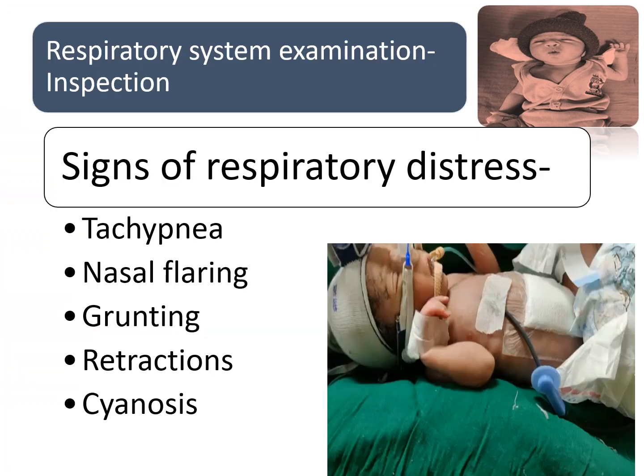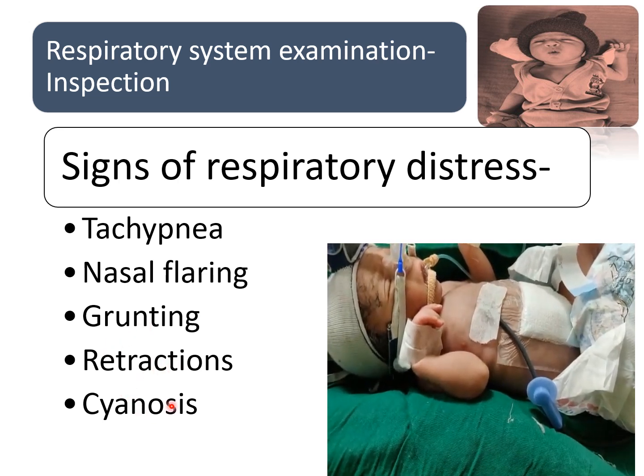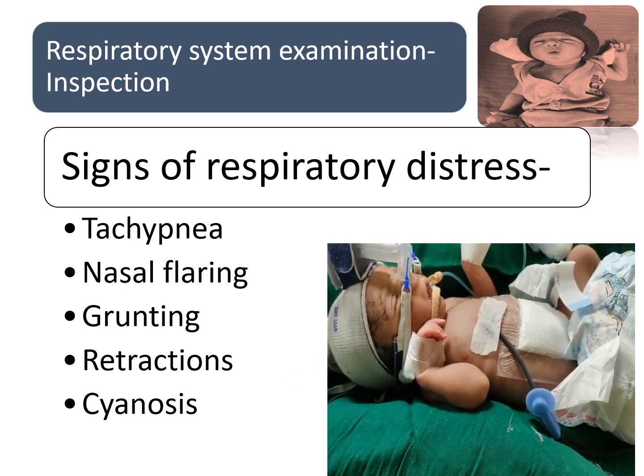Then we have to check whether signs of respiratory distress are present or not. Check the respiratory rate. If the baby is having more than 60 per minute, it means the baby is having tachypnea. Then check for nasal flaring and whether any audible grunting sound is there or not. And then check for retraction and central cyanosis. So in this video you can see the baby is having severe respiratory distress. Audible grunting sound is also there.